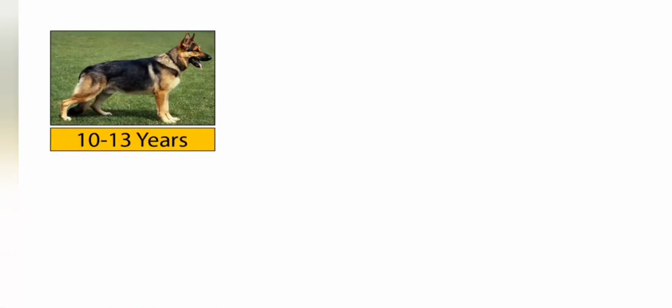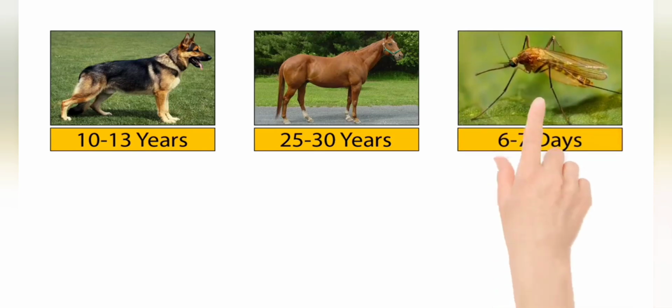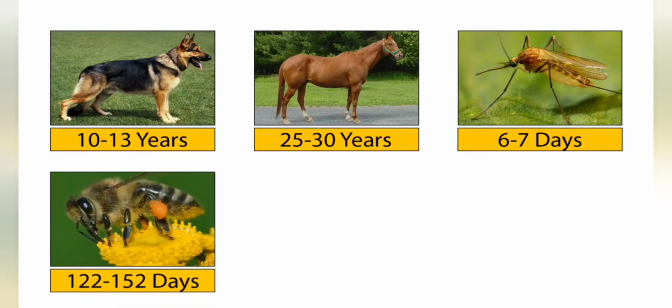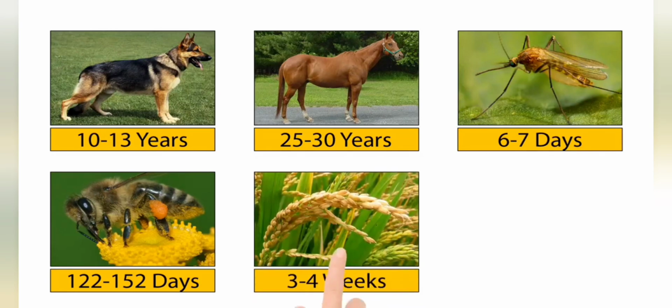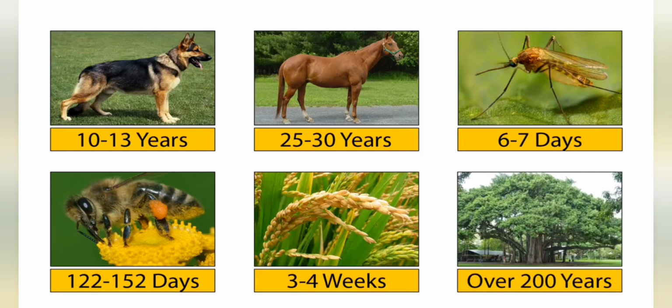For example, the average lifespan of a dog is 10 to 13 years. The average lifespan of a horse is 25 to 30 years. The average lifespan of a Culex pipiens is 6 to 7 days. And the average lifespan of Apis mellifera is 122 to 152 days. The average lifespan of a rice plant is 3 to 4 weeks. And that of a banyan tree is over 200 years.